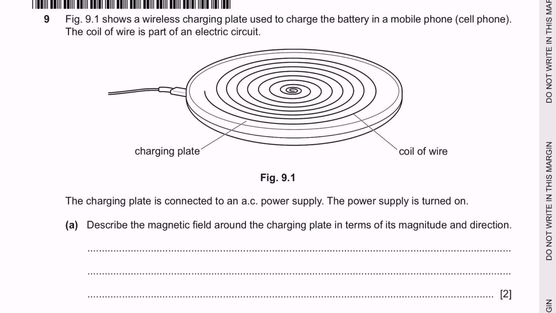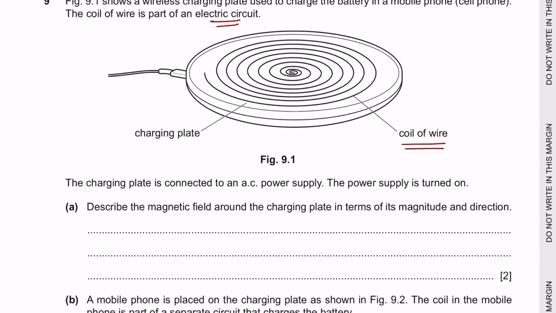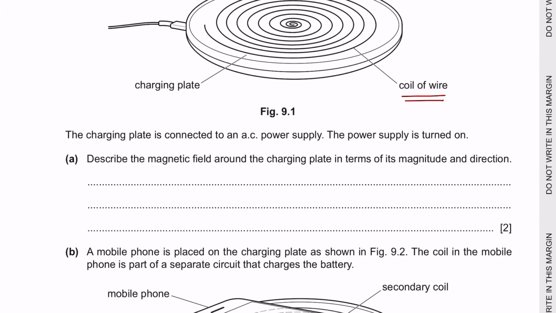Next, question 9. Figure 9.1 shows a wireless charging plate used to charge the battery in a mobile phone. The coil of wire is a part of an electric circuit. So these are the coil of wire. The charging plate is connected to an AC power supply. AC power supply means the current will flow in both directions. It can go in this direction and also flow in this direction. And the power supply is turned on.